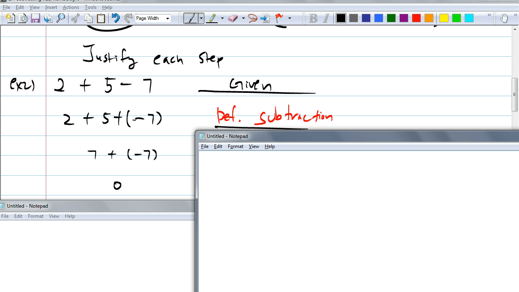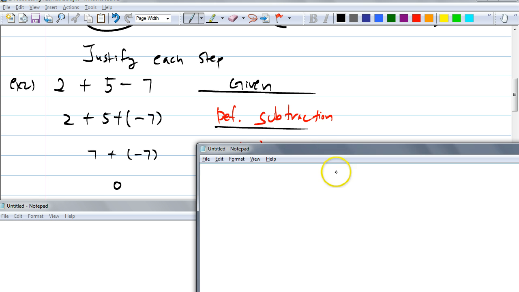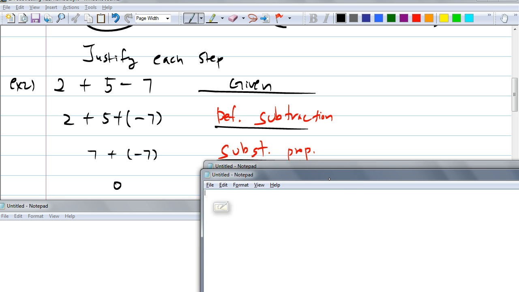Okay, who could tell me then what to write next? What property am I using here next? How about Dana? Substitution property, right? You gotta write substitution property. In place of 2 plus 5, I substitute that with 7, right? Don't they have the same value? 2 plus 5 and 7.